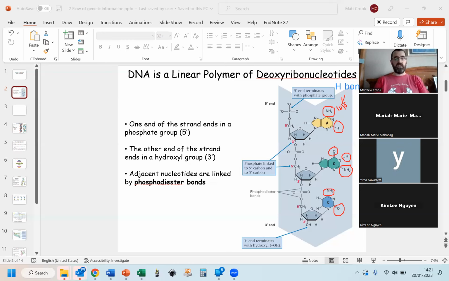So H bonds hold DNA together, or at least the two strands, but allow it to be separated relatively easily to allow for DNA replication and transcription. So it's a real key property of DNA. You want it to stay shut until you need it, then you want to be able to unzip it and open up when you do.